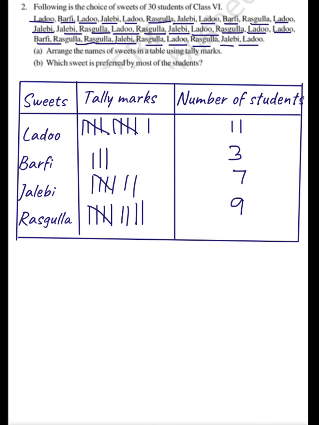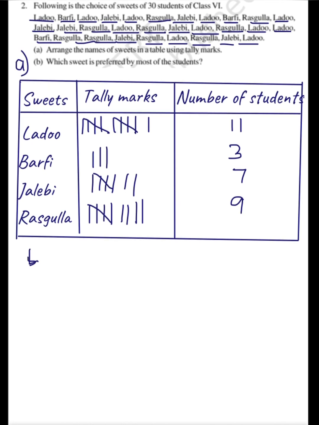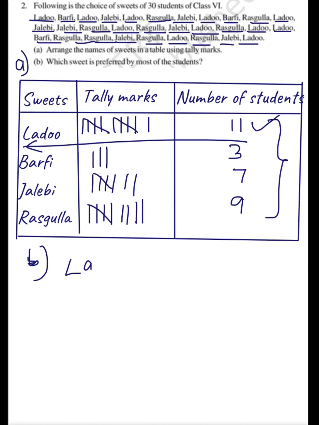So this is the answer for the first question, A. Now the next one is B. What is B? Which sweet is preferred by most of the students? You have to look at the number of students and see which one is higher. You can see that 11 is higher. That means it is indicating laddu. So you can say that laddu is preferred by most of the students.